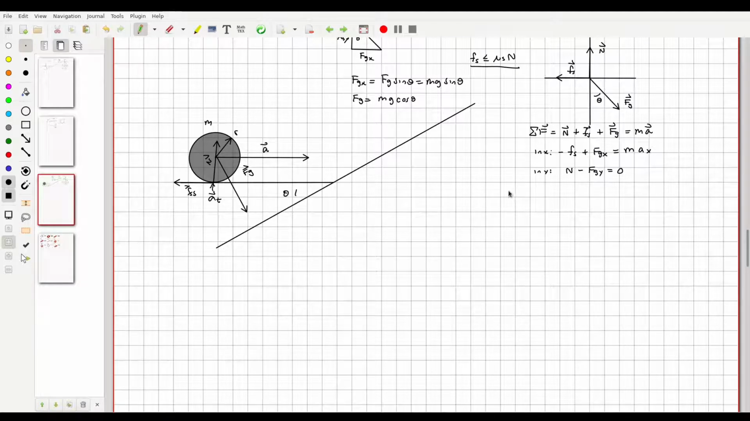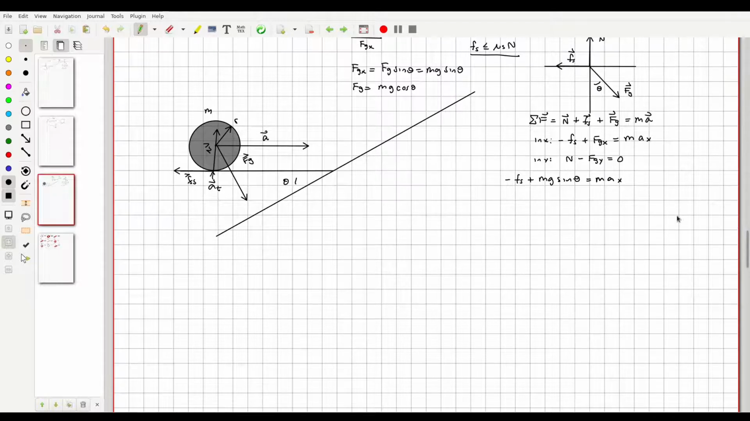For the x part, I have minus F sub s. Like I said, I don't want to touch the form of that right now. Plus Fgx. Fgx is mg times sine of theta. And that's going to act on our mass to cause it to experience acceleration in the x direction. Likewise, our normal force here, minus the Fgy, which is mg cosine theta, is equal to 0. All right. So let's just sort of bracket these things and remember them.